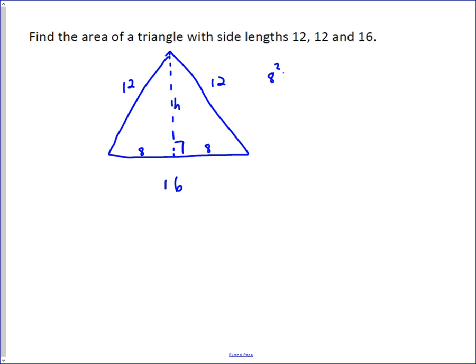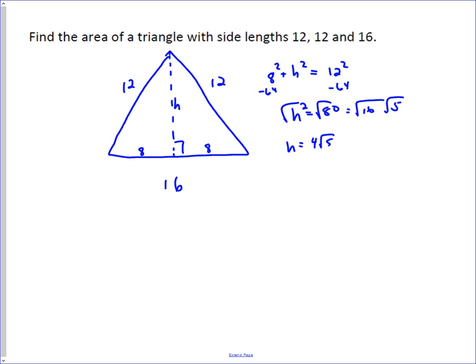8 squared plus h squared equals 12 squared. Subtract 64 from 144, you get h squared equals 80. Which when you take the square root of, you get h equals, well, 16 goes into 80, so it's going to be 4 root 5, because root 80 is root 16 times root 5.